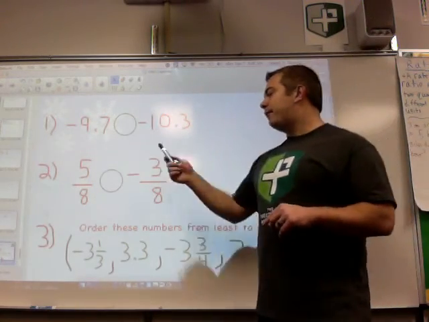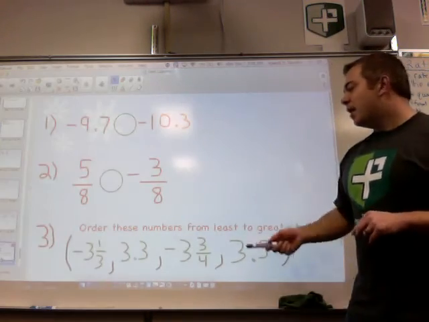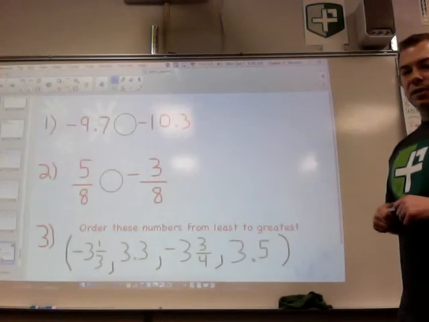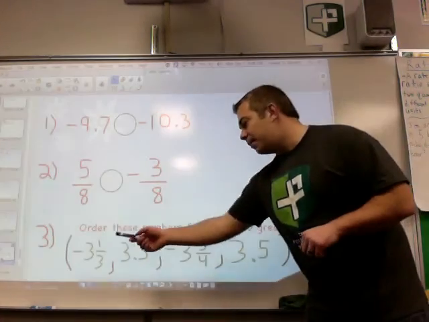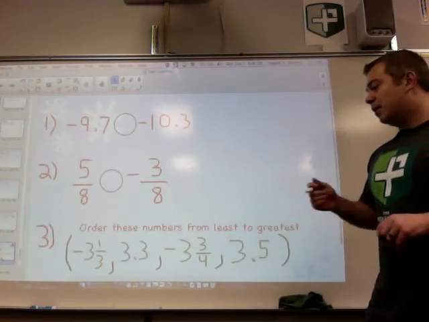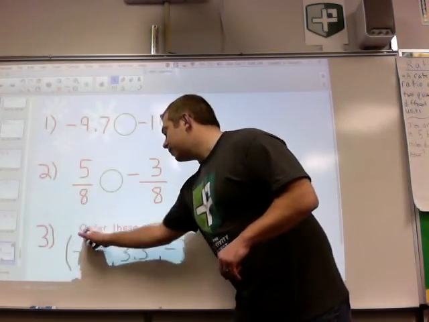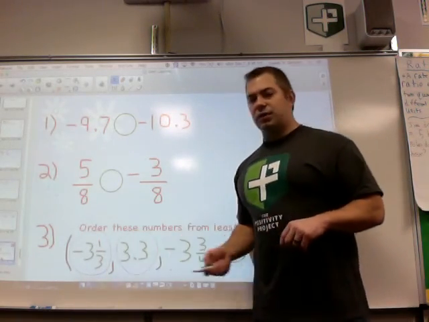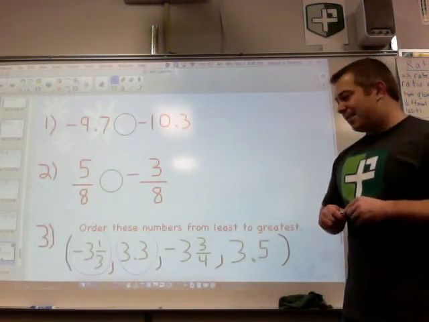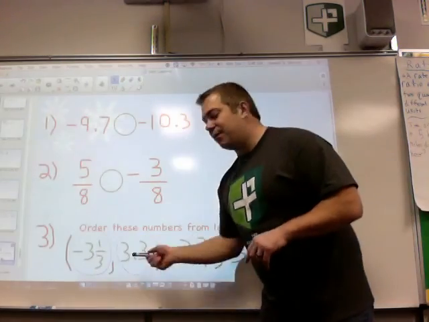Then number 2, 5/8 compared to negative 3/8. And then you have to compare all these numbers from least to greatest on the bottom. There's 4 of them. All right? Some are negative and some are positive. Keep that in mind because you might say to yourself, Mr. Murphy, those 2 numbers are kind of the same. Well, they're not. One's negative, one's positive.